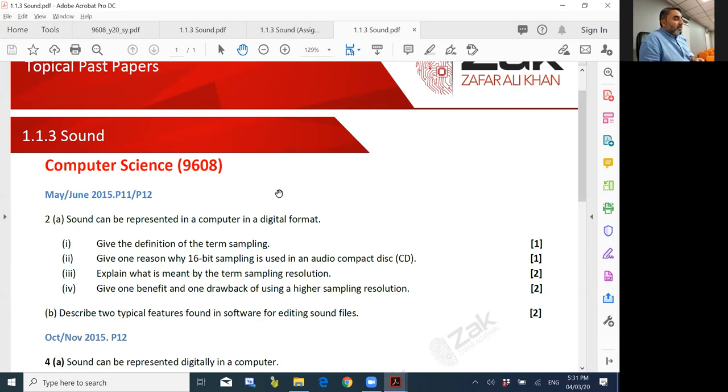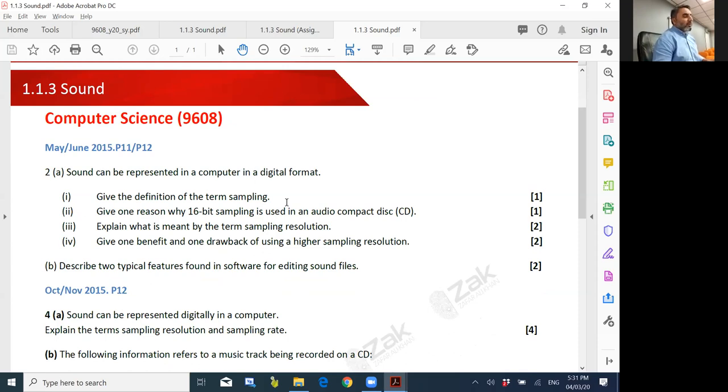Explain what is meant by the term sampling resolution: the number of bits saved per sample is called sampling resolution. Give one benefit and drawback of using higher sampling resolution. Higher sampling resolution obviously will give a better quality file, and the drawback is that the file size will increase and it will take more time to get transferred over the internet. Describe two typical features found in software for editing sound files. I told you that you might write: edit the start and stop times and duration of the samples, extract and save part of the samples, combine various sounds together, convert between different sound formats and all.